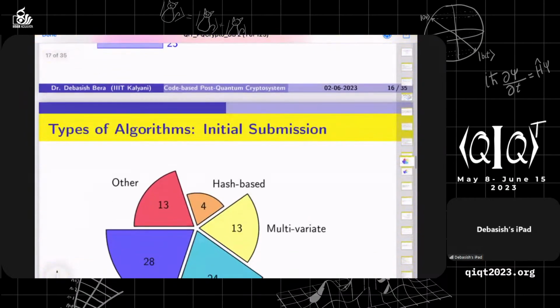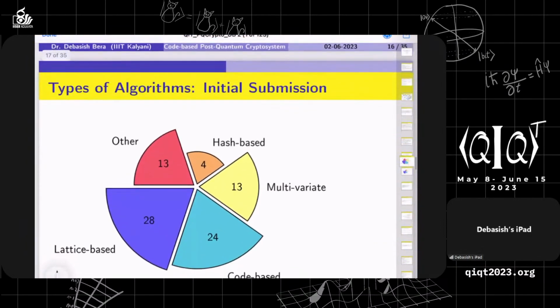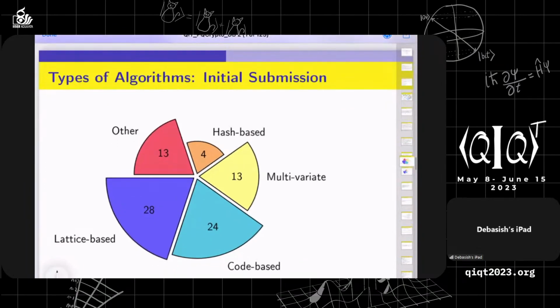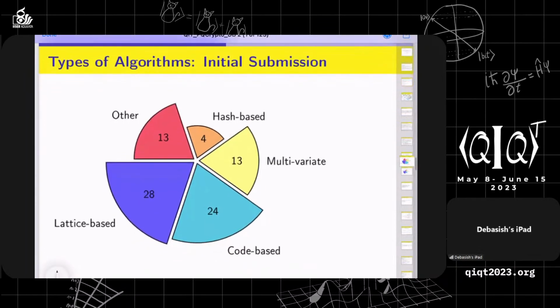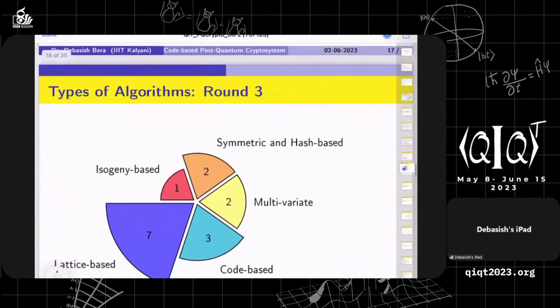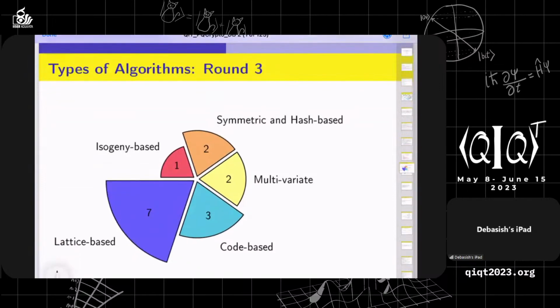If you see the types of techniques applied in the initial submission, we identified these 5 techniques. Code-based submissions were around 24, but the highest number of submissions was from lattice, and others were also there. The reason we are concentrating on code-based crypto is that it has a very high chance to stay, and similarly with lattice. That was the initial statistics, and at the end of the third round, around 7 were from lattice-based, including signature and encryption both, and 3 from code-based sustained.